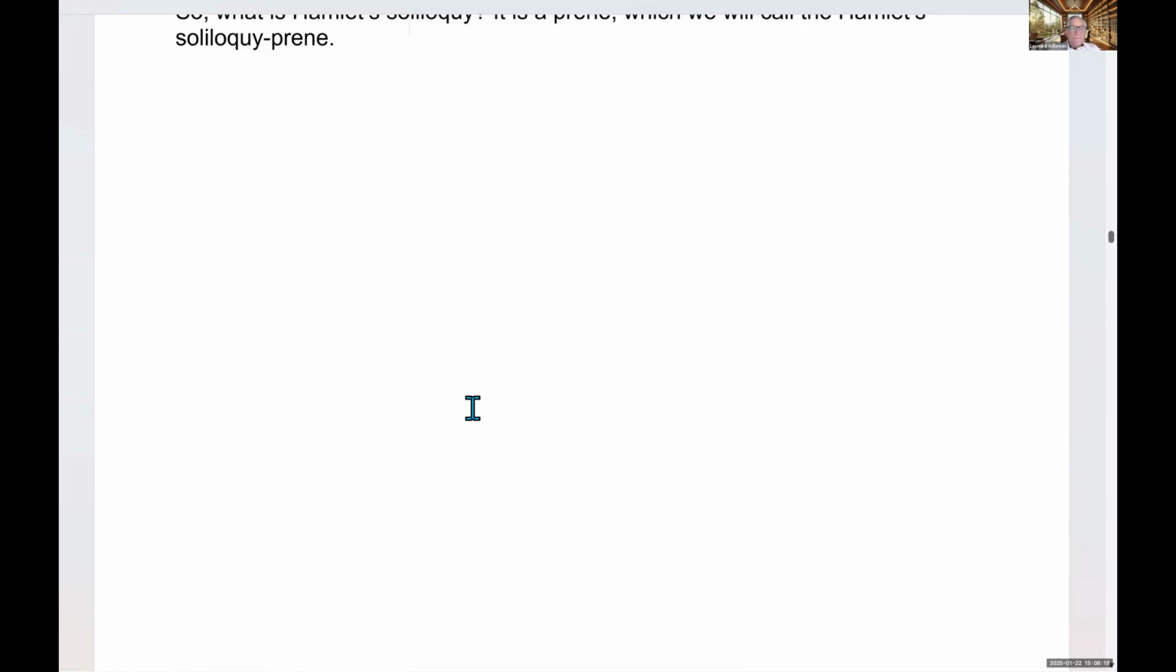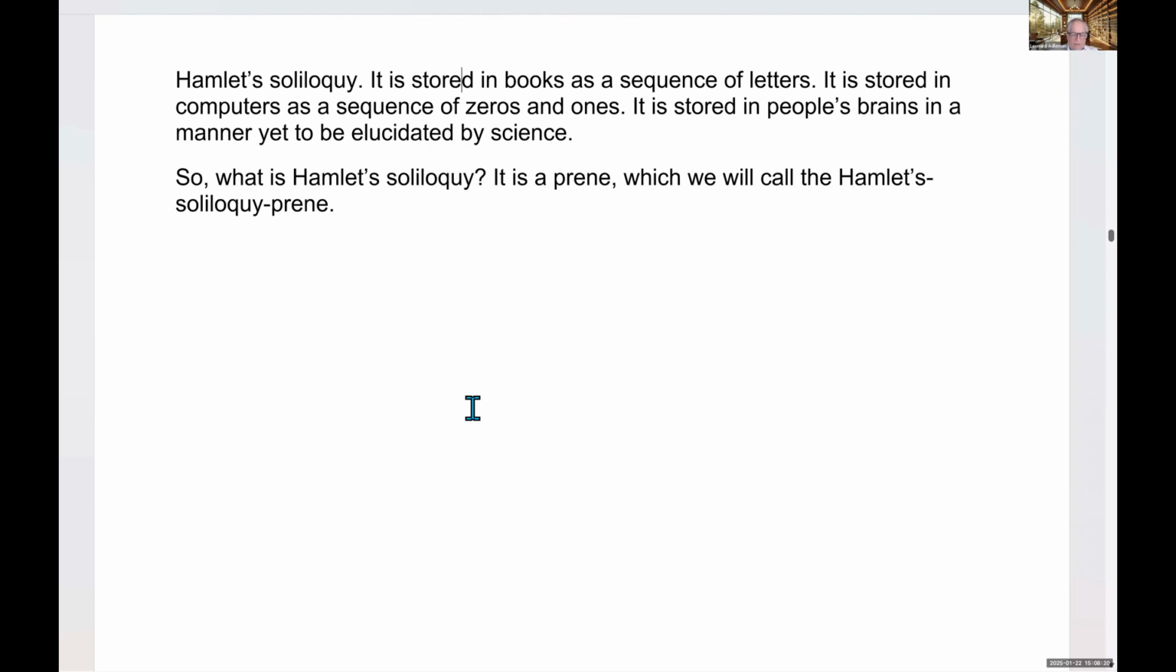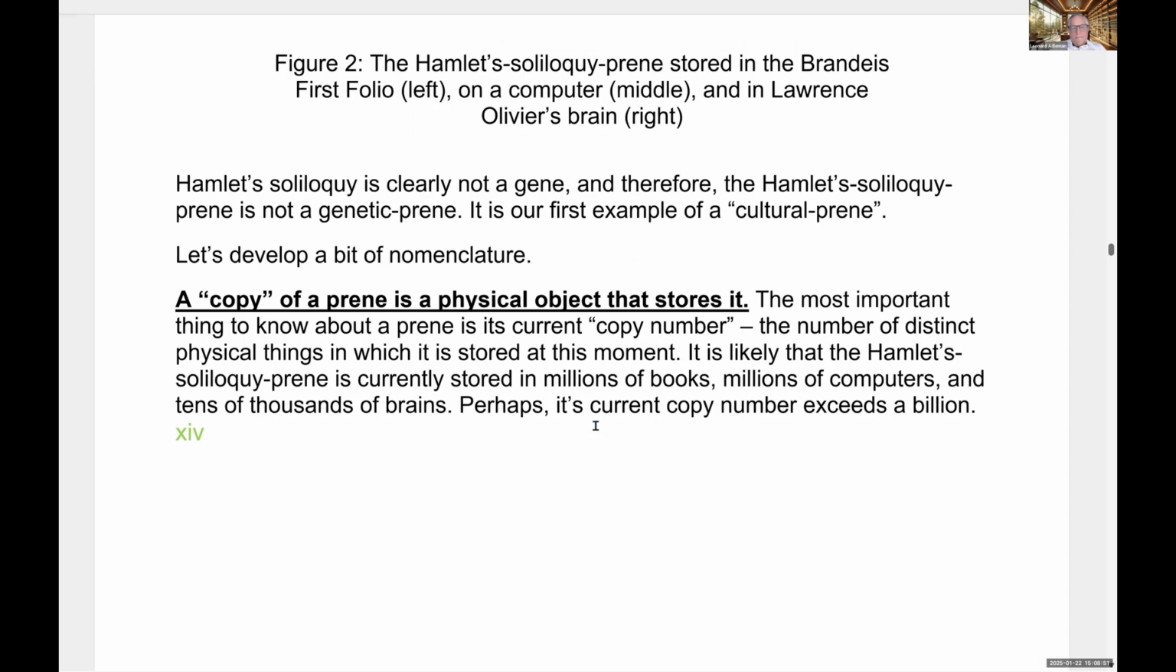So the Hamlet soliloquy. Hamlet's soliloquy is stored in books as a sequence of letters. It is stored in computers as a sequence of zeros and ones. It is stored in people's brains in a manner yet to be elucidated by science. So, what is Hamlet's soliloquy? It is a preen, which we will call the Hamlet's soliloquy preen. Figure 2.